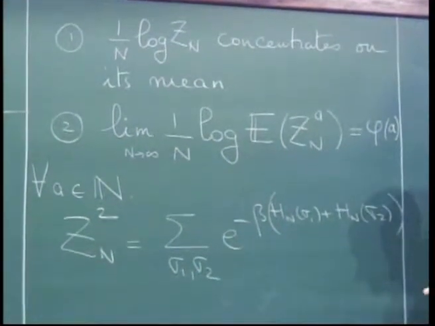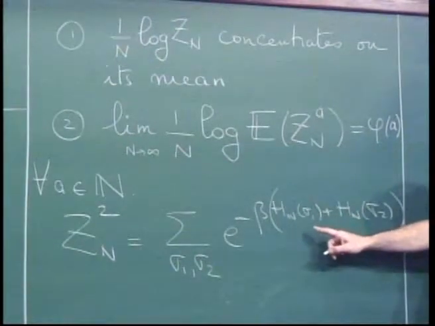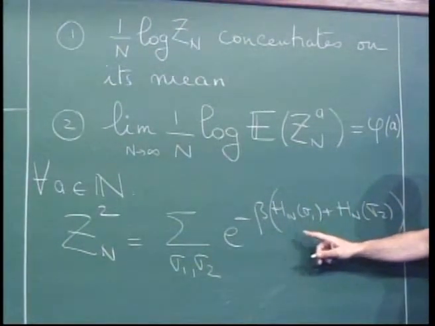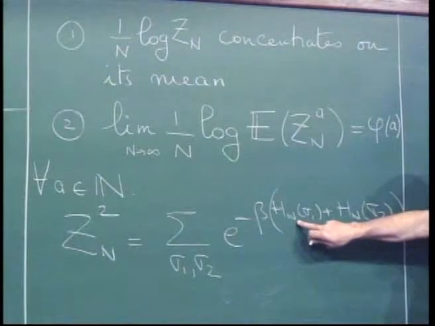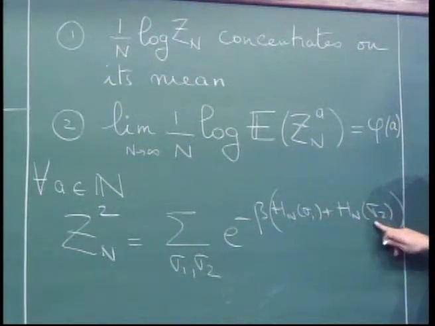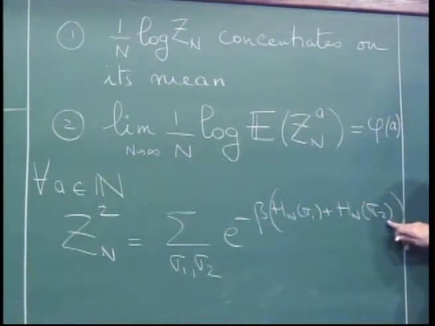So why is that called replica? It's because here you have fixed the disorder. You have the same disorder here and here. You fix the same omega if you want. And in the same disorder, you're looking at two replicas of the system.